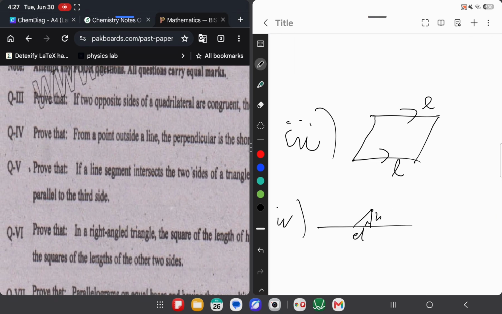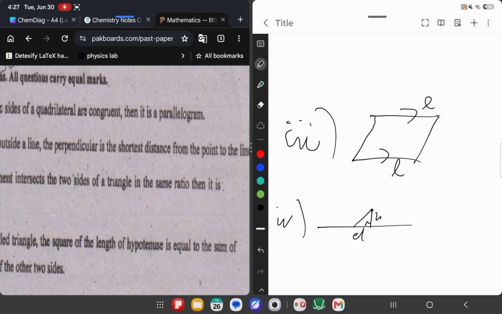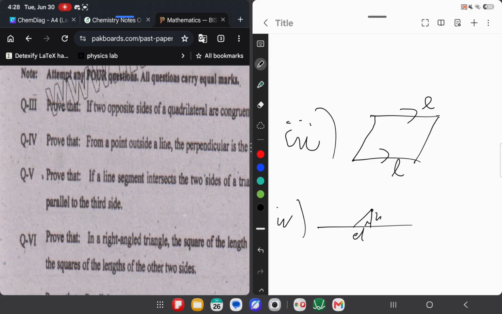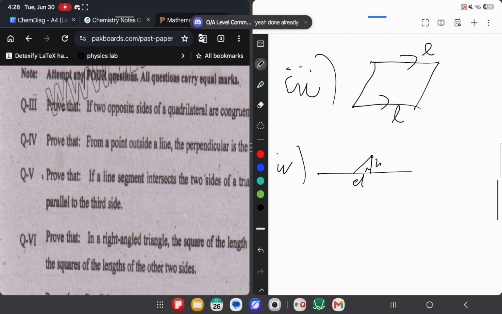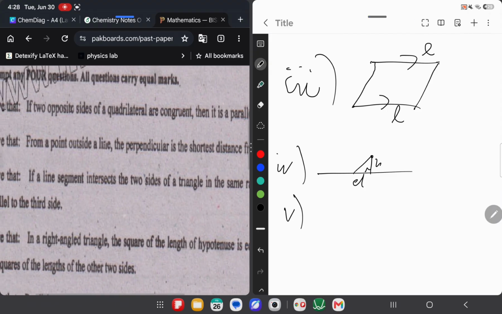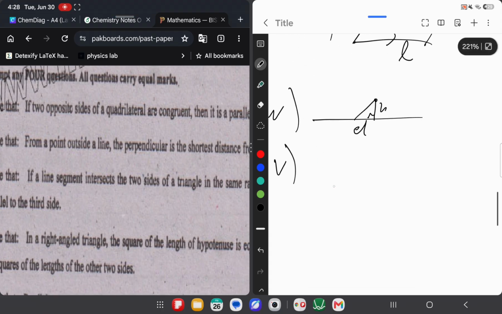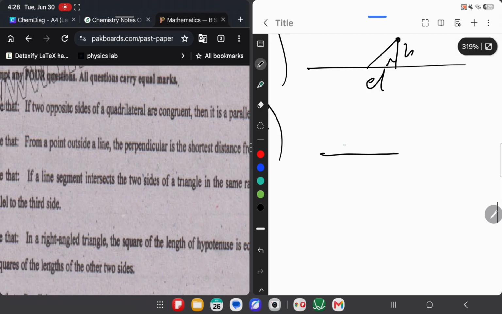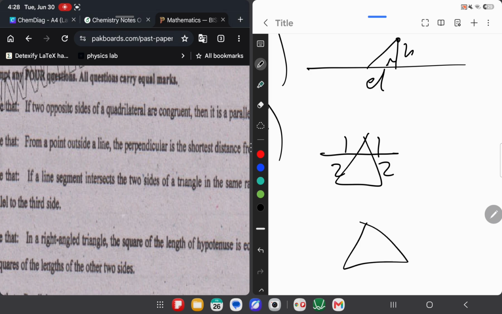If a line segment intersects two sides of a triangle in the same ratio, then it is parallel to the third side. Excuse me? Now the line segment intersects two sides of a triangle. Yeah. And it is parallel. Yeah, of course.